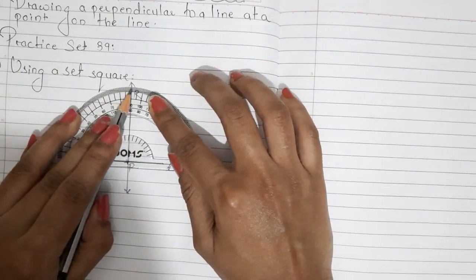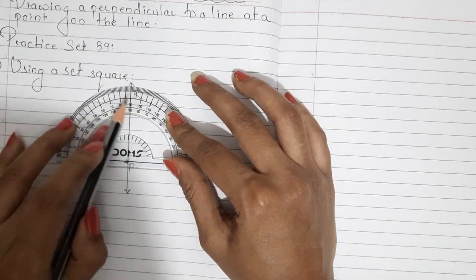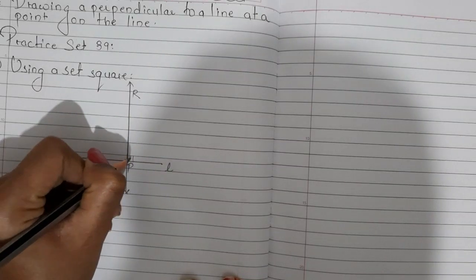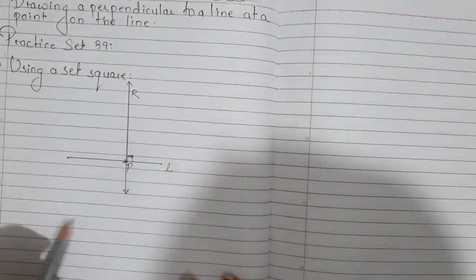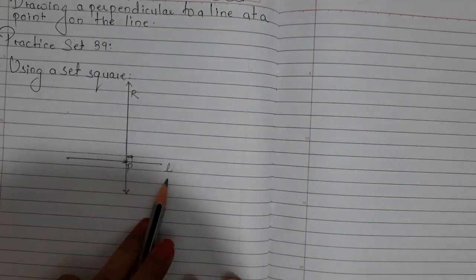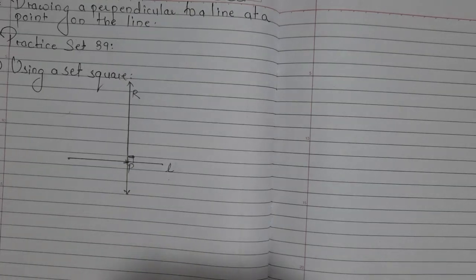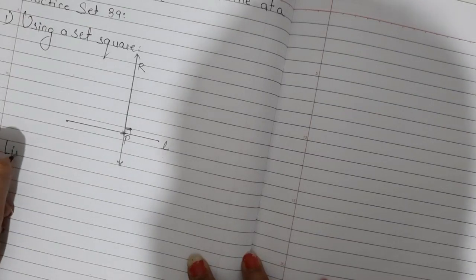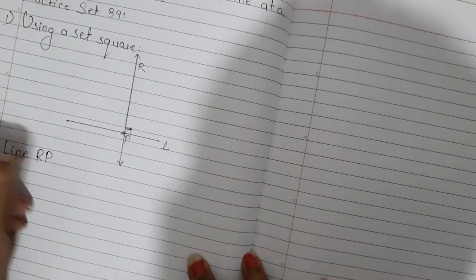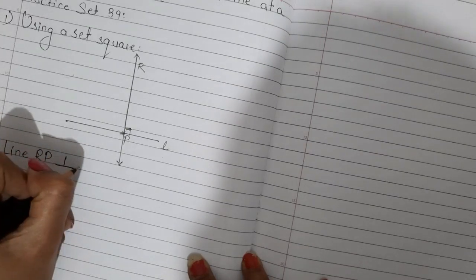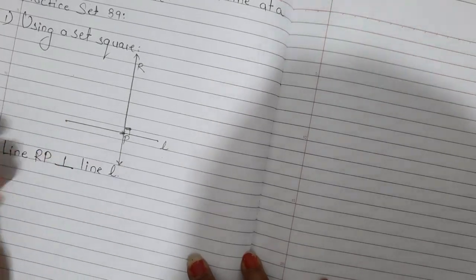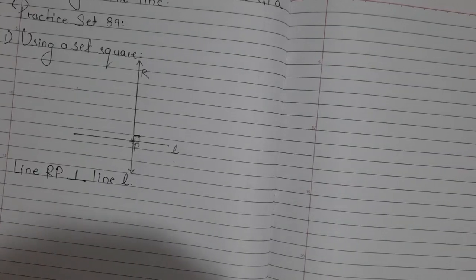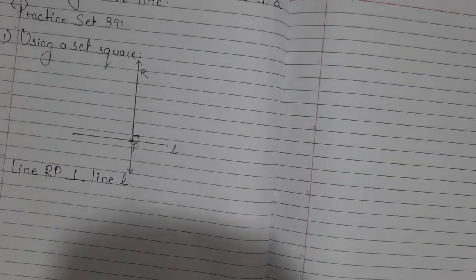See, you can see that they form a right angle. Okay, it means angle RP is perpendicular to line L. So you have to write line RP perpendicular to line L. Okay, so in this way you have to draw a perpendicular line using a set square.